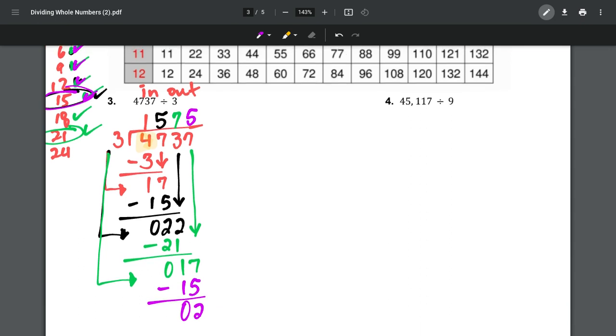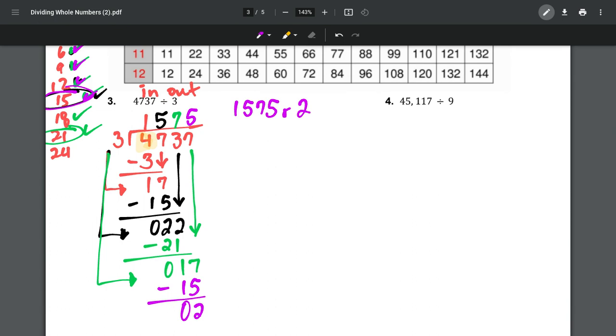But if you look, there's nothing left to bring down. So normally, in elementary school, we learn to write remainder of 2. I don't want you doing that once you get to 7th grade, okay? We're not going to do that anymore. We're either going to write a mixed number or a decimal, but we're not going to write remainder of anything.